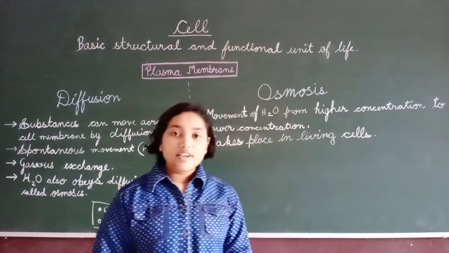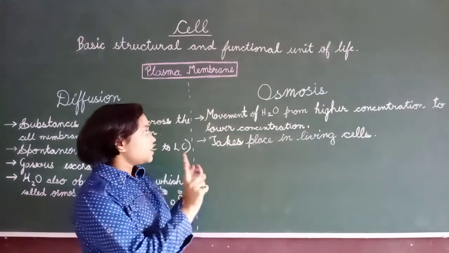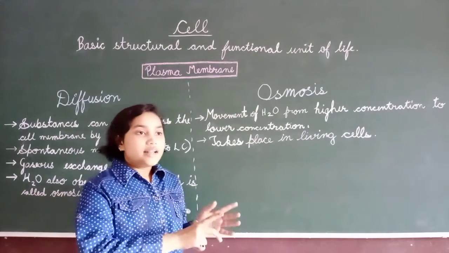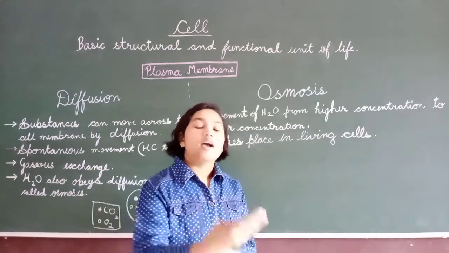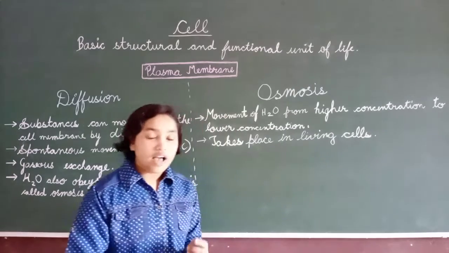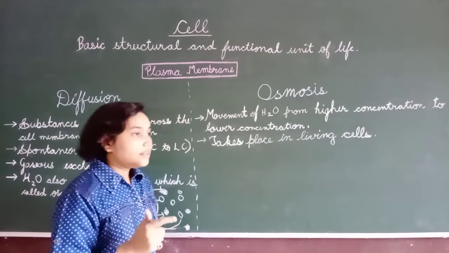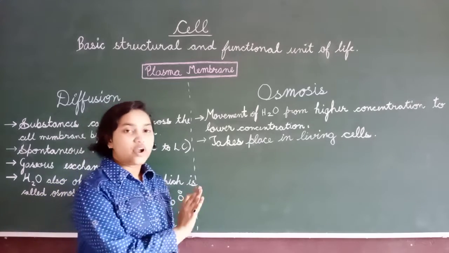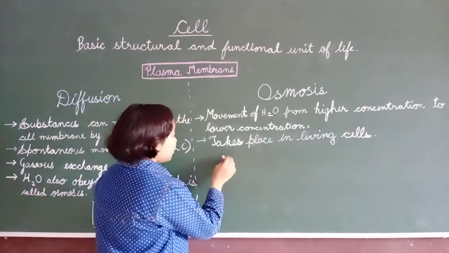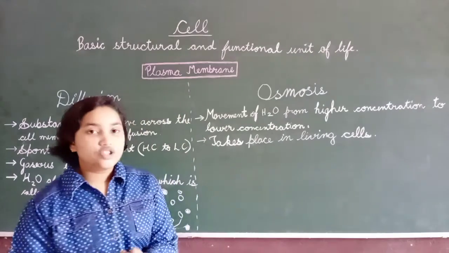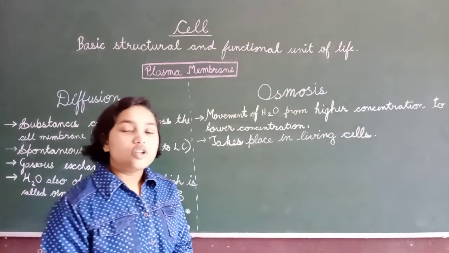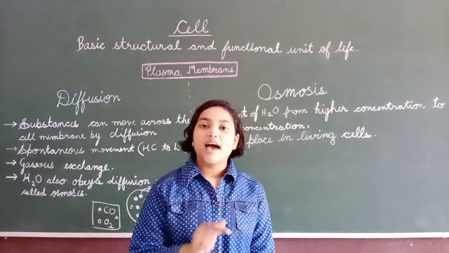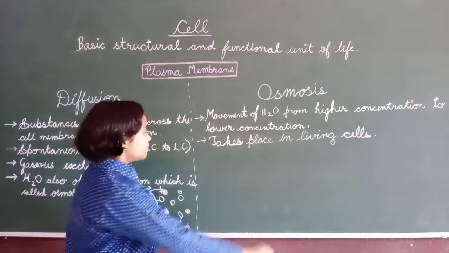When osmosis takes place in a living cell, the water moves from the higher concentration to the lower concentration, and you can easily understand this with the three diagrams which I am drawing here. There are three types of solutions: hypertonic solution, hypotonic solution and isotonic solution.